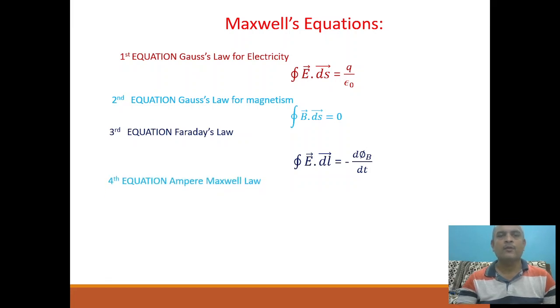And the fourth one is Ampere's circuital law. In place of Ampere, Maxwell gave a contribution and reformed this equation. This is called Ampere-Maxwell law. This is ∮B·dL equal to mu naught I_C plus epsilon naught d phi E upon dt. This term, epsilon naught d phi E upon dt, he gives as displacement current.